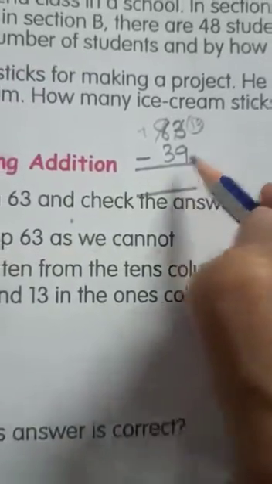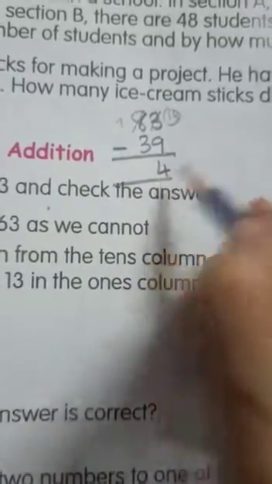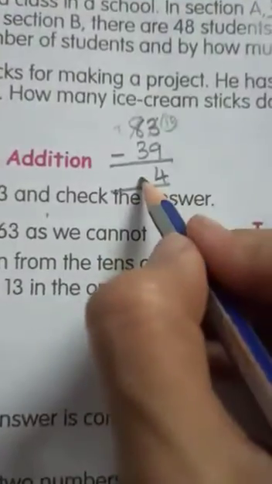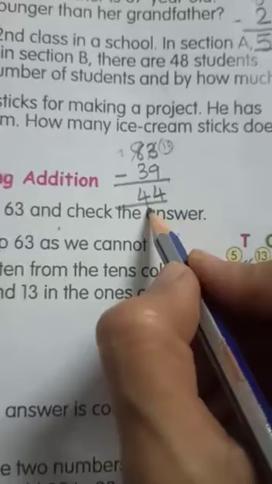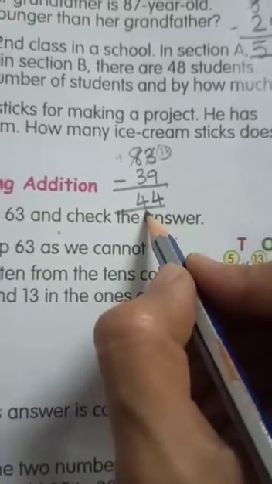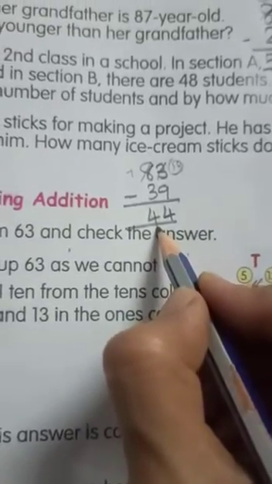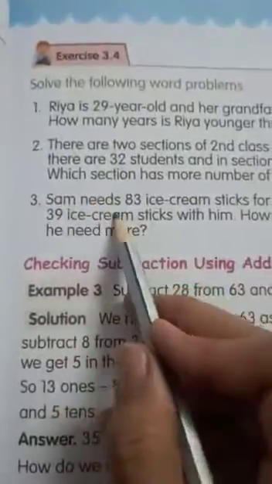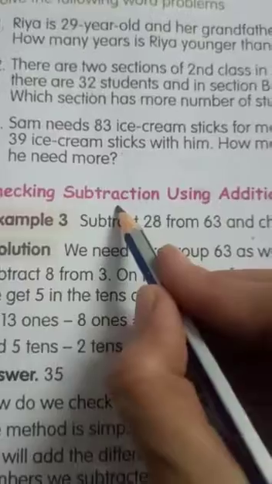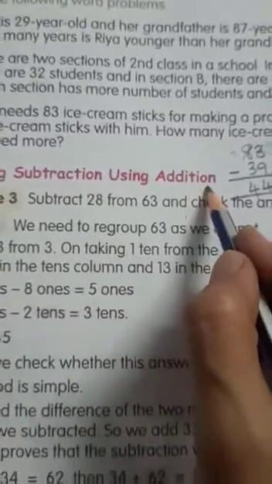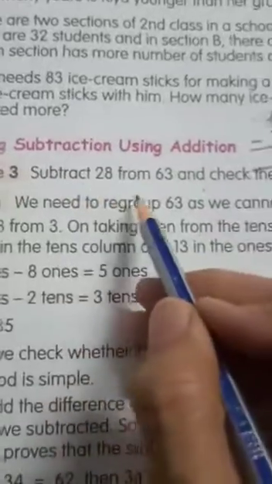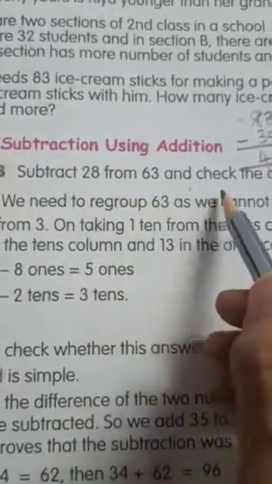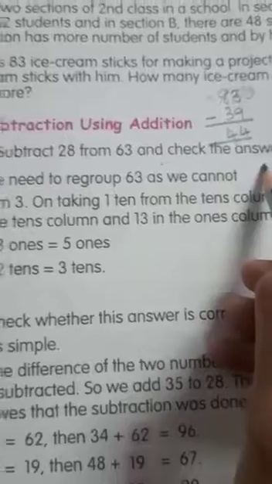13 minus 9 is 4. 7 minus 3 is 4. So children, Sam needs 44 ice cream sticks. We have completed this 3.4 exercise also. Next, checking subtraction using addition. Subtract 28 from 63 and check the answer.